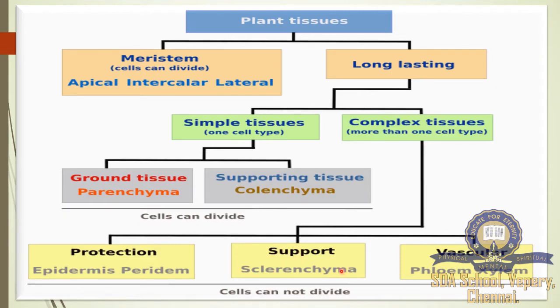Supporting means what? The shoot system stands upright, helping the growth of the plant. Next, the support system is again divided into two types. One is protection, another one is vascular. For protection, we have epidermis and peridermis.